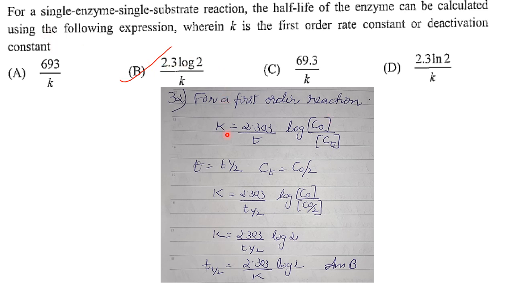So for a first order reaction, K is equal to 2.303 by T log C by Ct. Here T is T half, they have asked for half-life. Ct is C0 divided by 2, that is concentration after time t, and C0 is concentration at the initial time. Substitute the values, you will get T half is 2.303 by K into log 2. Answer is option B.